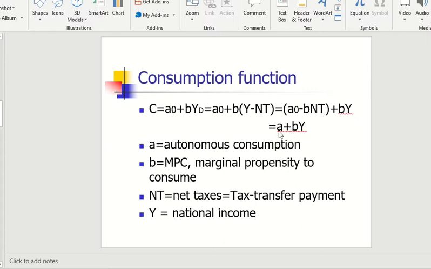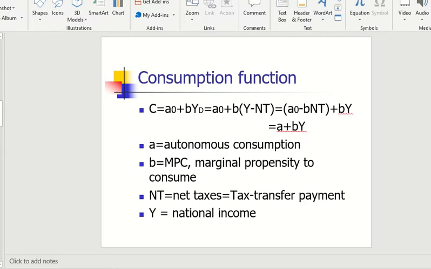So now we have a more general consumption function, which is a function of national income instead of disposable income, okay, or just income in general.